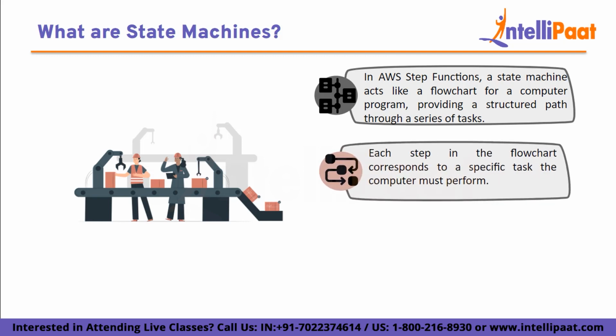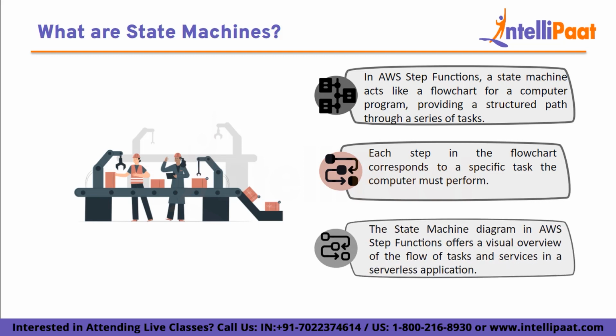Each step in the workflow represents a task that a computer needs to do, such as sending an email, processing data, or making a decision based on certain conditions. These steps are called states. The flowchart also shows the order in which the tasks should be done and how the computer should react if something goes wrong, like handling errors gracefully. State machines direct each task and ensure that all the work is done properly.